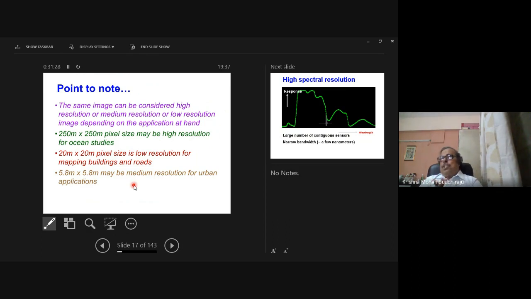So given the application, what is coarse resolution for one application can be very high resolution for a different application. In this example, 250 meters by 250 meters may be high resolution for ocean studies, because oceans run into lakhs or millions of square kilometers. And for mapping buildings and roads, this is extremely coarse, low resolution. And this is medium for urban applications.